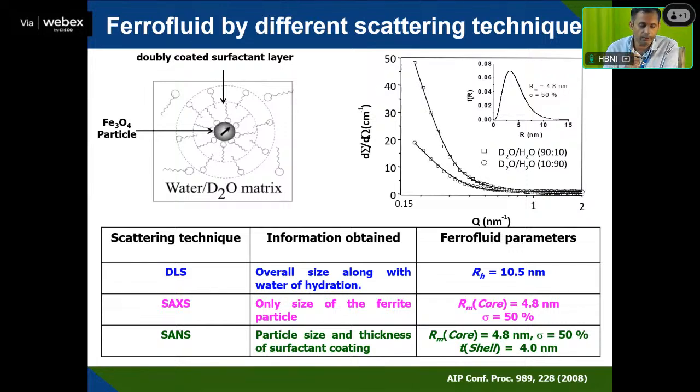So you can see here you have a ferrofluid of Fe3O4 nanoparticles. You can see this is a core Fe3O4 nanoparticle. On that there is a bilayer of surfactant. One layer is this and one layer is this. So you have a bilayer structure.